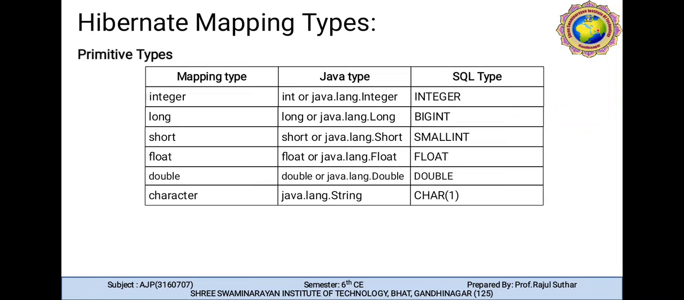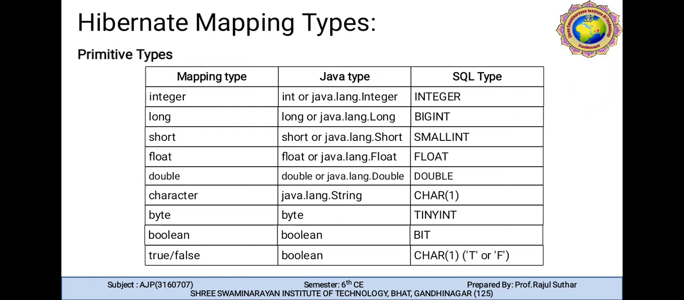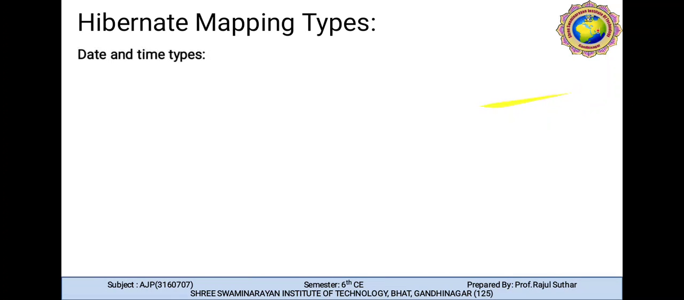Character: for character we have to write java.lang.String, with character in the bracket, and the range of the character is 1. Byte is byte, or it is called TINYINT. Boolean is a boolean type and it stores a bit value, as well as true and false. For boolean we require the character 1, with t meaning true value and f for a false value.